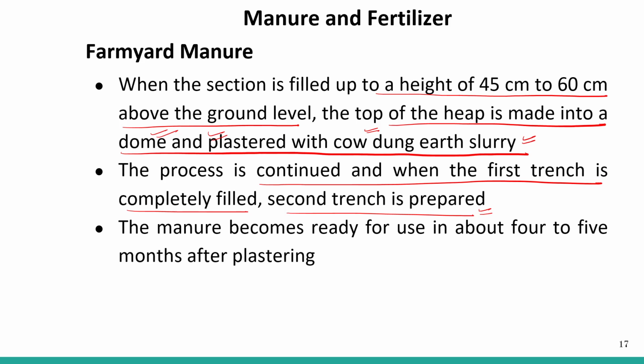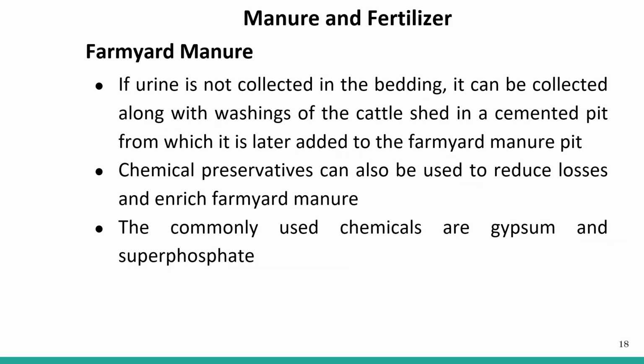And in the next step, we have the second trench already going on. The manure becomes ready for use in about 4 to 5 months after the plastering. So that can be used for making manure, and it takes 4 to 5 months. The plaster is covered with the cow dung slurry for 4 to 5 months, and when you break it, then you get the manure.